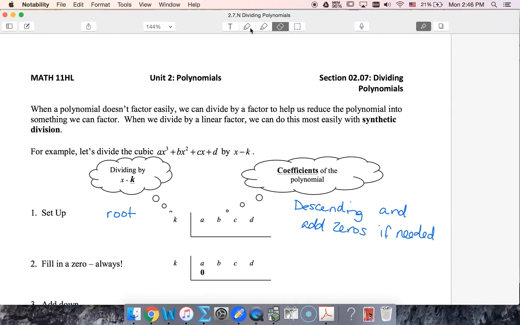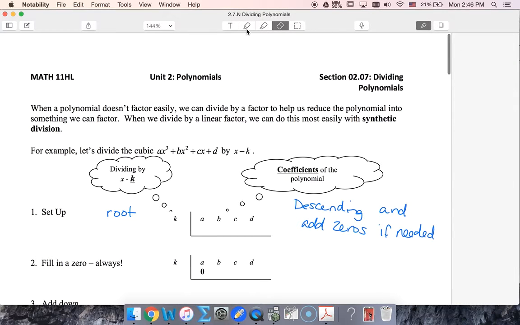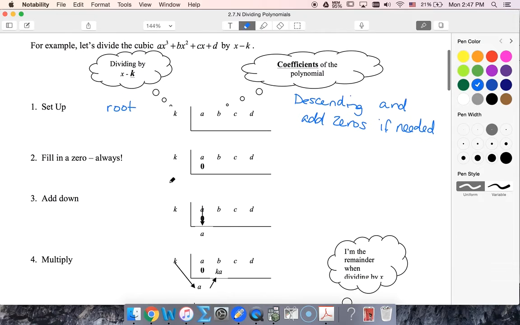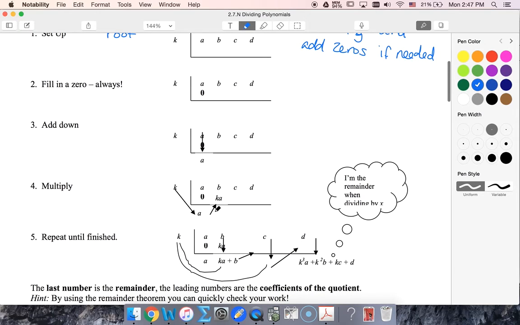All right, so then the next thing I do is I take this leading coefficient and think about just sliding it down. You could also fill in a zero if that helps, because always what I do is I take these two numbers and I add them up. So a plus 0 will be a. The next thing I do is take the product, so k times a, and then I fill it in here. So I get my ka. And then I add down. So I'd get b plus ka, or ka plus b.